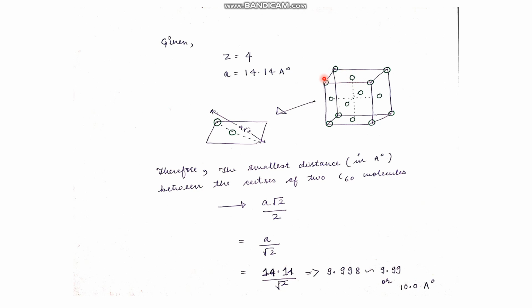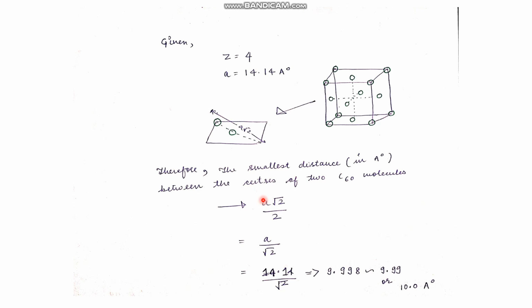And all of us know that the distance of the face diagonal in a cube is root 2 a units, right? So a root 2 units is the distance of the face diagonal, and these two atoms are present at half of the distance of this a root 2. It's clearly visible. You can see this is present at half of the distance of this particular face diagonal. So we have to find out the distance which is expressed as a root 2 by 2, right?